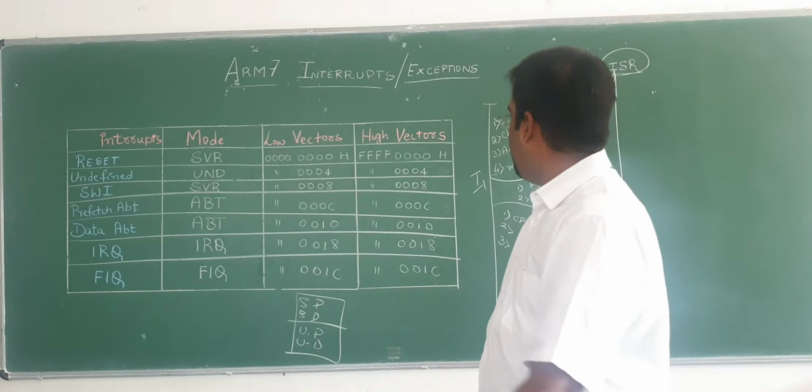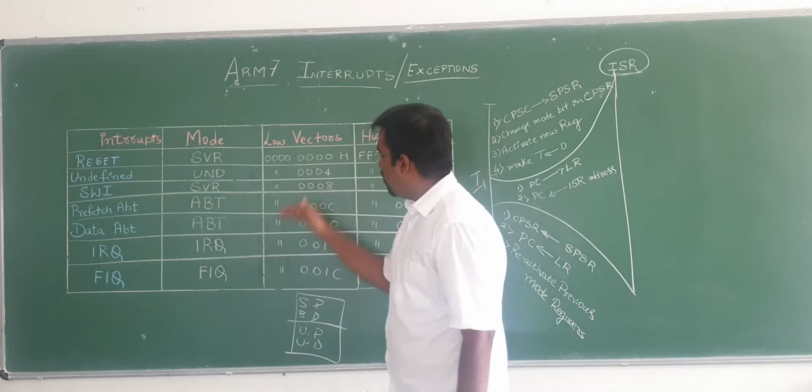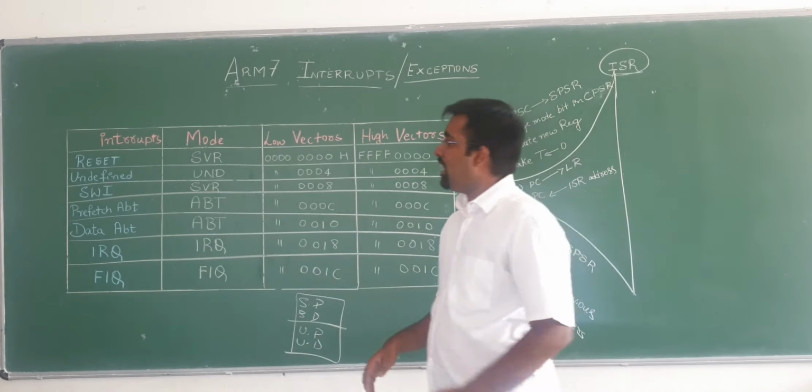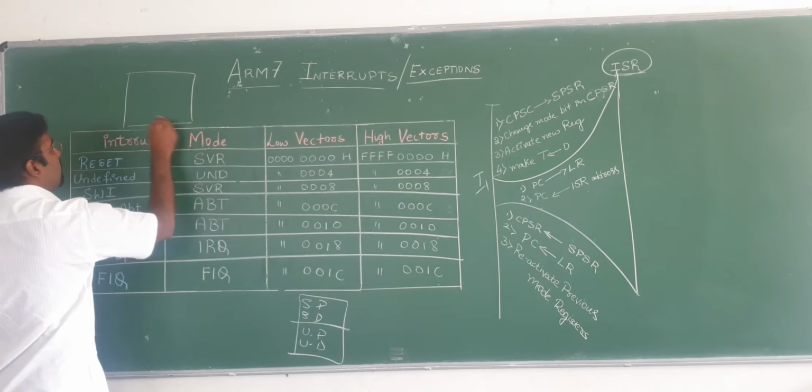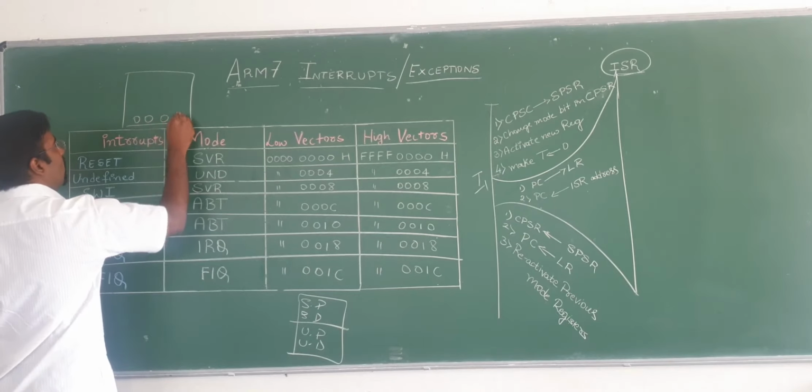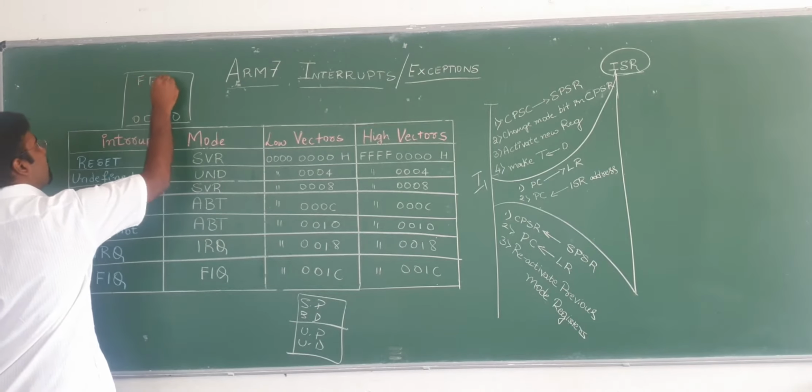Now here we have low vectors. Low vectors means we have the memory, which in ARM starts from 0000 and ends at FFFF.